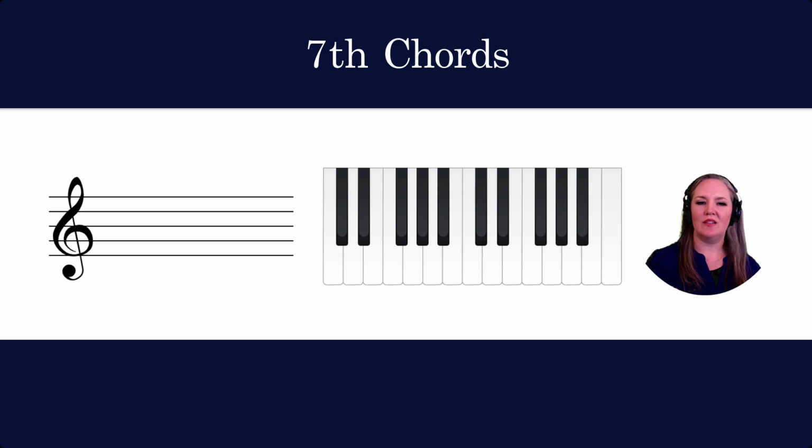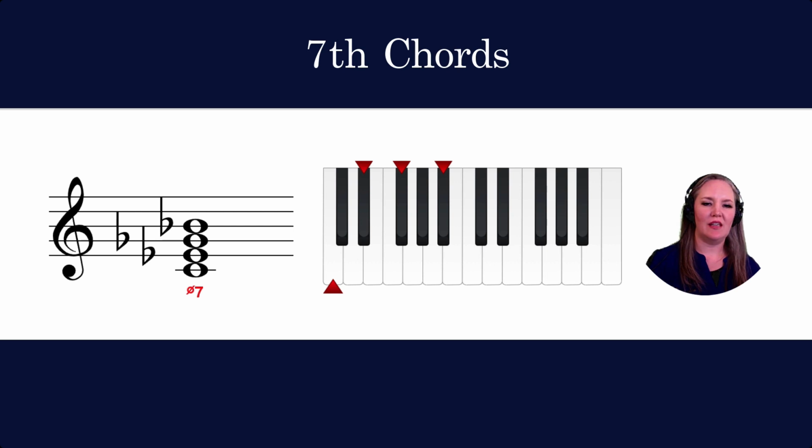Okay, a diminished triad and a minor seventh combine to form a half diminished seventh chord. So half diminished seventh chords are abbreviated with a slash circle and a 7.